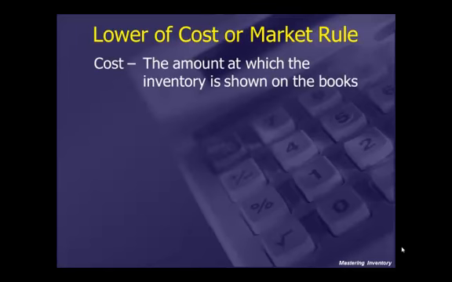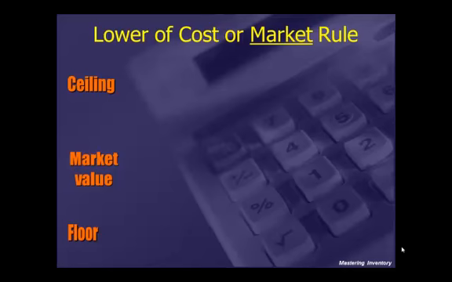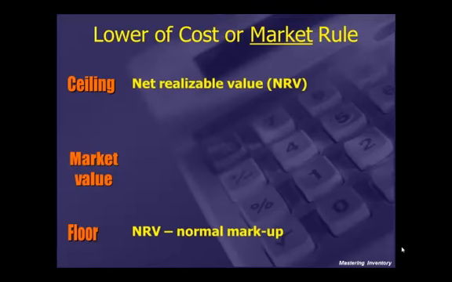So cost is the amount at which the inventory is shown on the books. Market, normally this is the replacement cost, but there are limits. The amount cannot exceed the ceiling or fall below a preset floor. Okay, we're going to have to look at this more. So, the lower of cost or market rule. The ceiling is the net realizable value, NRV. The floor is the net realizable value minus normal markup.